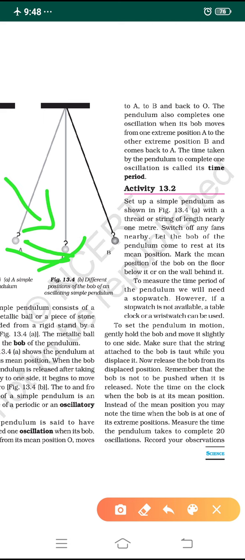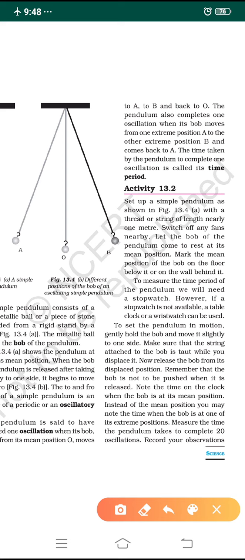This bob should not be pushed with the help of your hand. You should just release it, that's all. Don't push it with your hand. Just release it and leave it, so it starts moving. You should not touch it, and by applying a force you just release it.